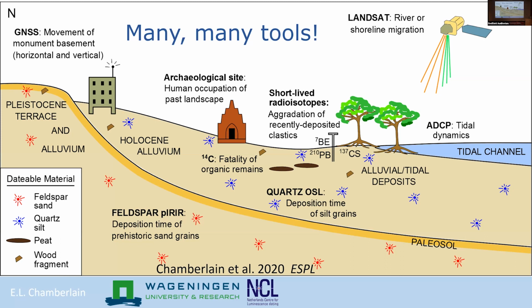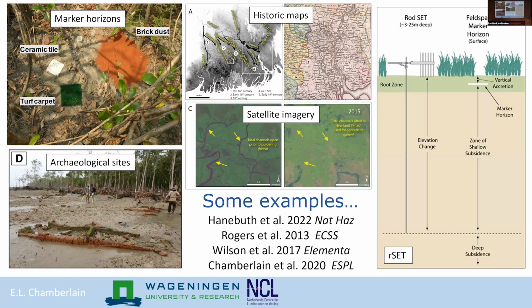And we might measure change here using satellite imagery like Landsat, using archaeological sites that capture ways that the delta was in the past, short-lived radioisotopes like beryllium-7, lead-210, which is centennial scale, so not quite short-lived. The type of work that Brandy mentioned, looking at ADCP, tidal dynamics, and changes at the coast as well. Here are a couple of examples of these types of methods.